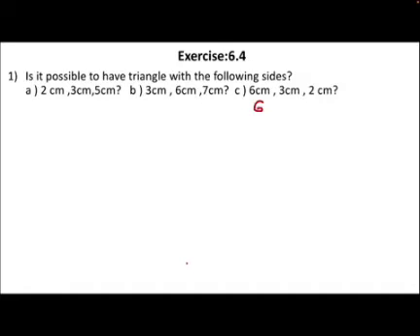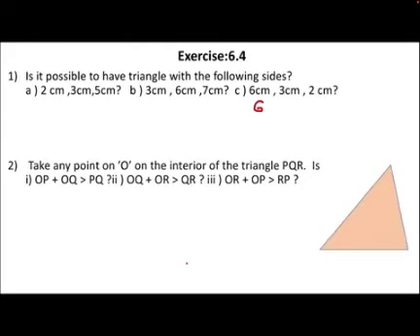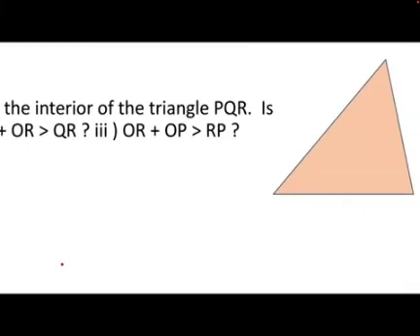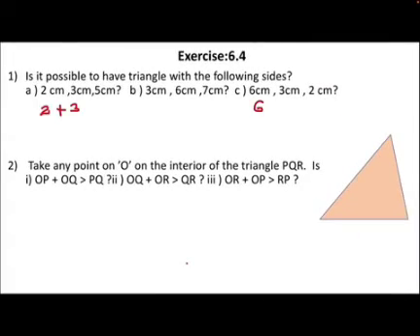Now, in exercise 6.4, we have two means. Is it possible to have triangles with the following sides? Now, just now you have learned the third property, which says that, try to recall and repeat, children. The sum of any two sides of a triangle is always greater than the third side. That's the property we learned just now, is it not? Now, let's see if that is satisfied here.